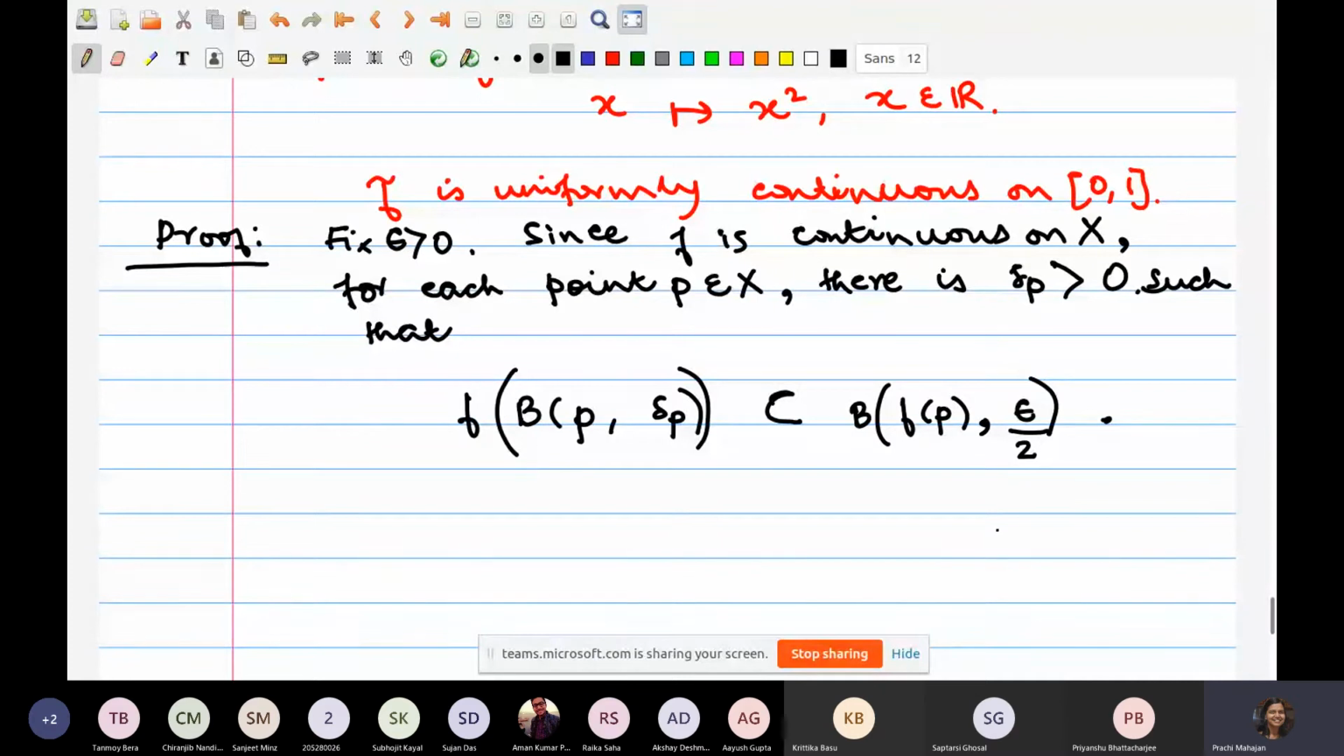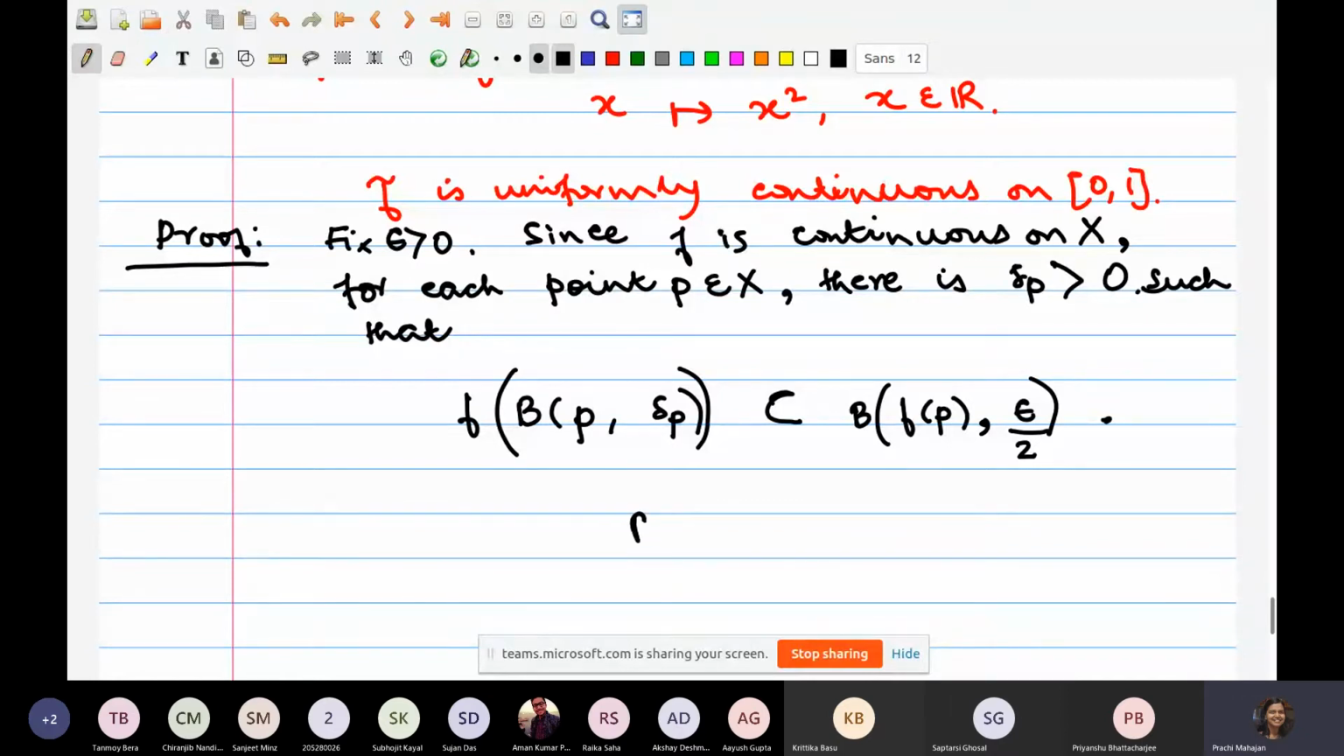Now, what am I going to do? I am going to look at the balls. So these balls centered at the point P and radius delta P. Now allow little p to vary on the set X. So for each point P, you get a delta P from the definition of continuity that works at the point P.